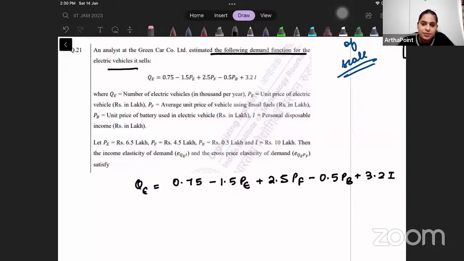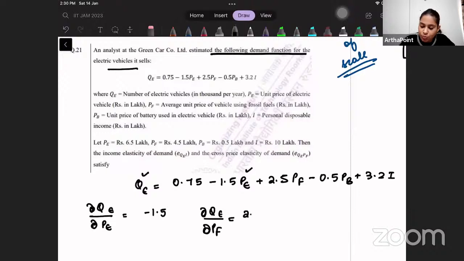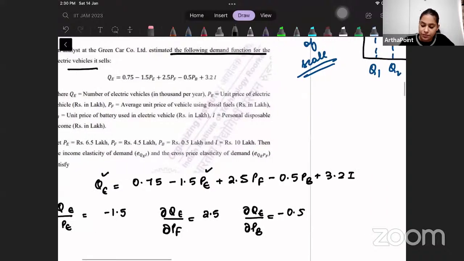Let us go ahead and find what will be del QE by del PE. If you differentiate this with respect to PE, you will just get minus 1.5. Del QE by del PF, you will get 2.5. Del QE by del PB, you will get minus 0.5. Del QE by del I, you will get 3.2.